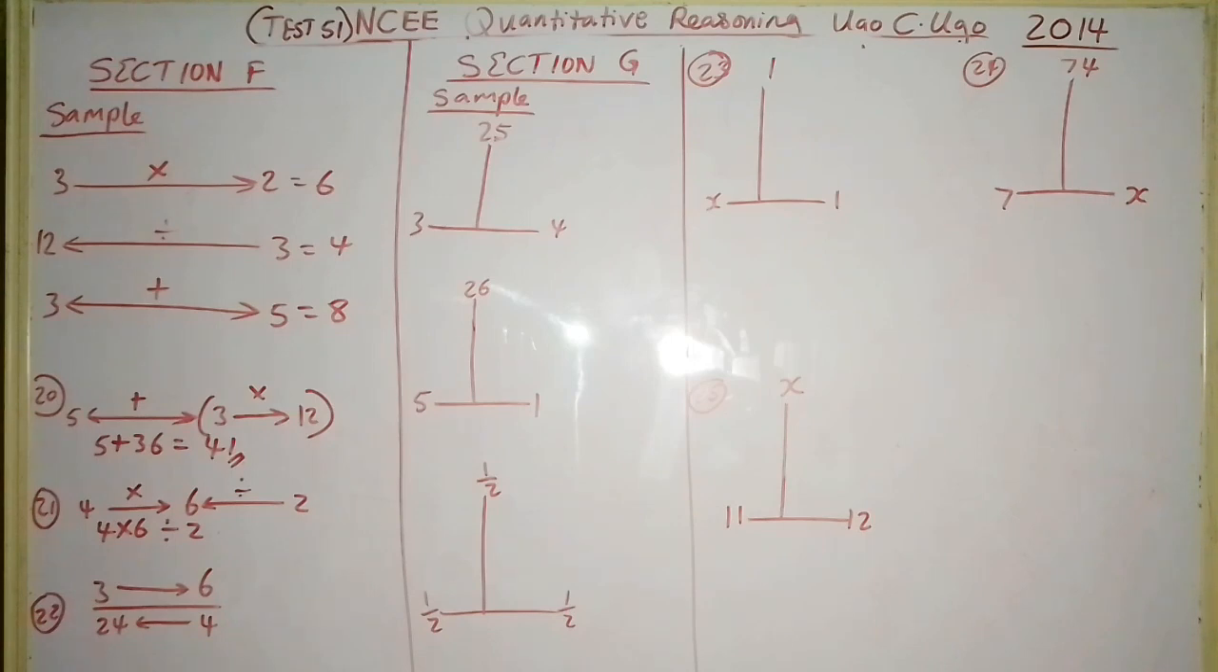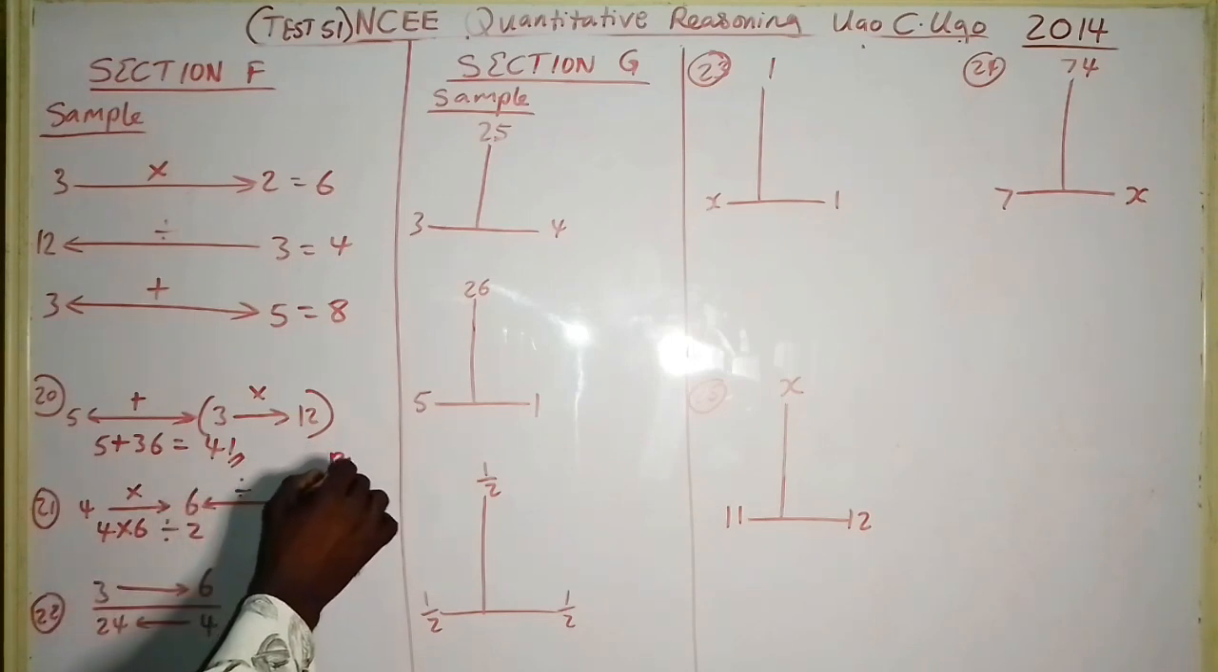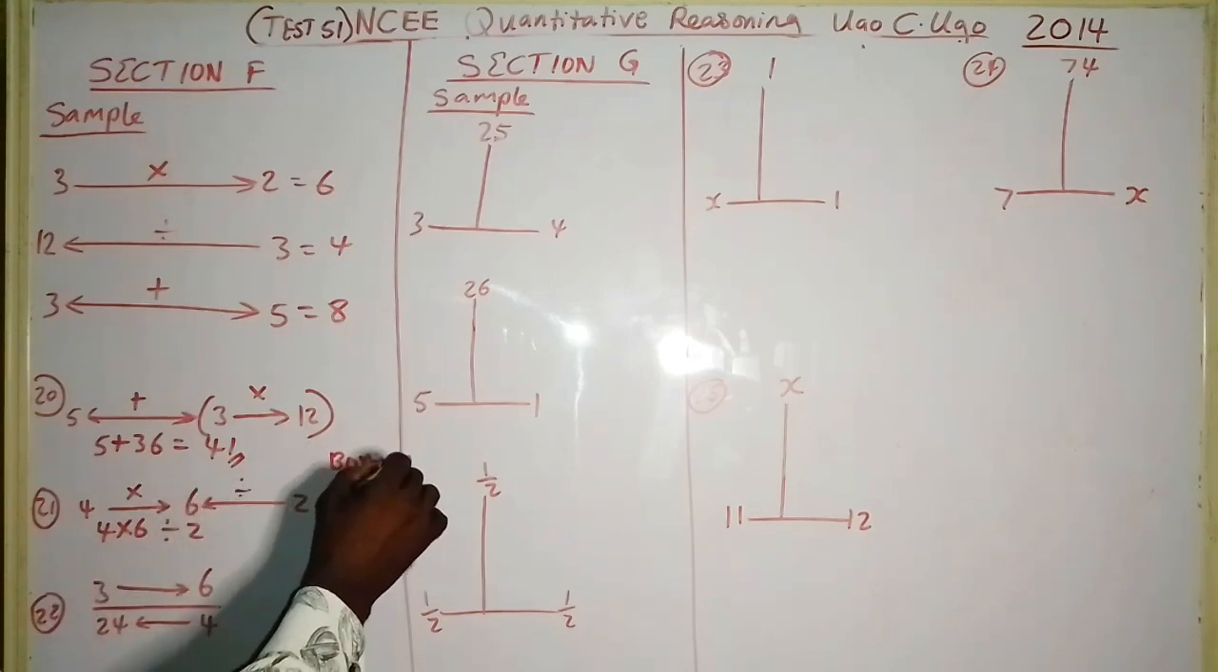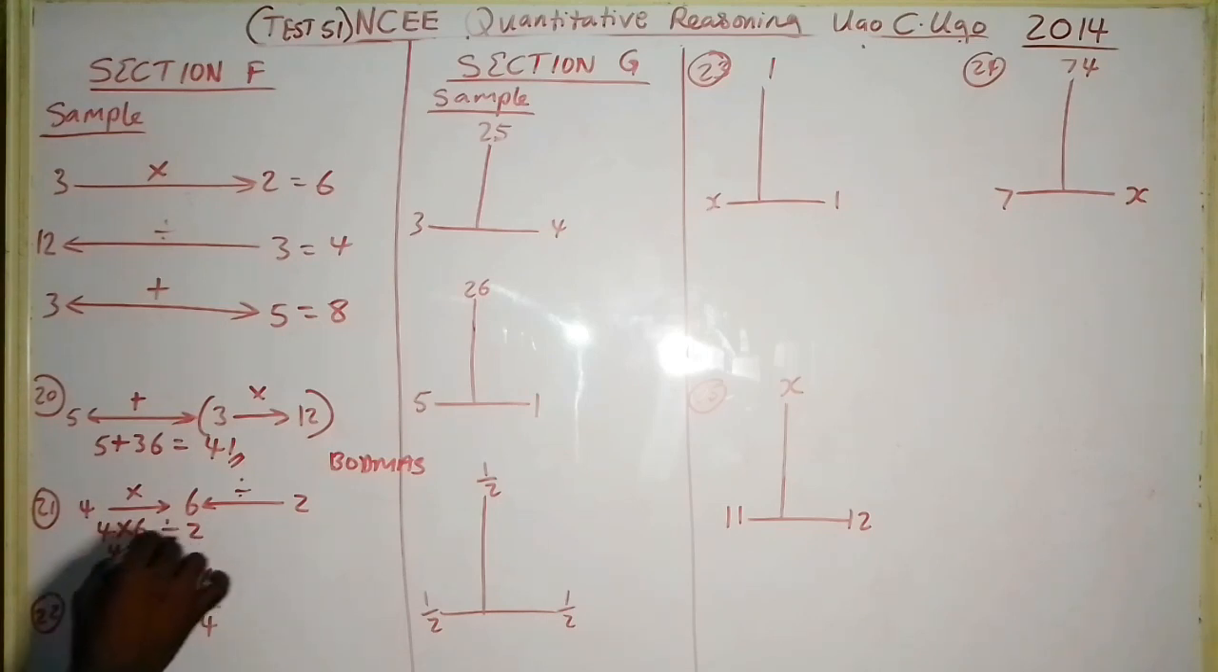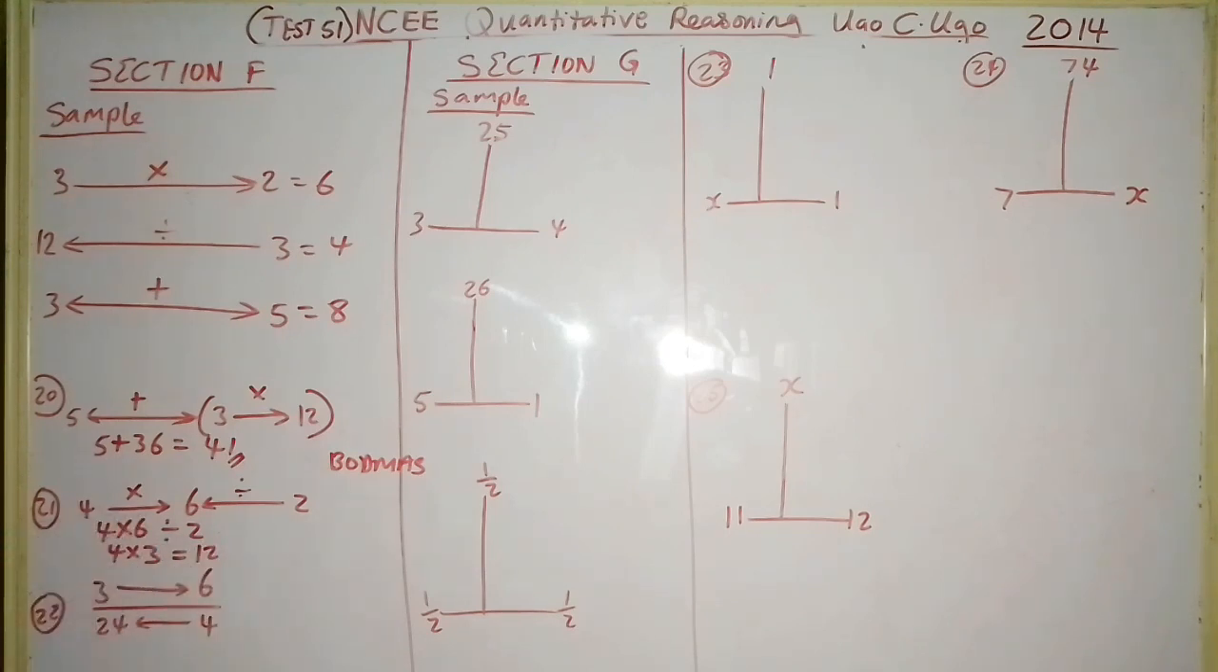Now, recall our BODMAS rule says division should come before multiplication. So we go 4 times 6 divided by 2, that's 3. That's 4 times 3, which is going to give us 12. So our answer here is 12.